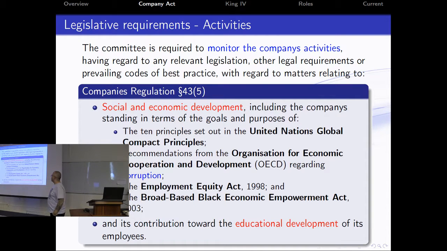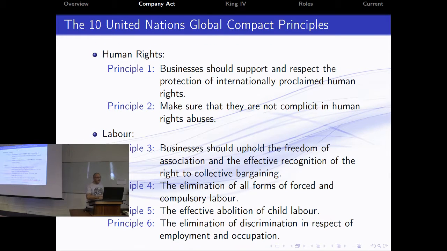Looking at issues of corruption, employment equity, and EEE. The other thing is obviously looking at educational development of the employees, and this is something that I will be touching on a bit later as well. All right, so if we have a look at what those 10 principles are, I'm not going to go through them all in detail, but essentially there's 4 categories, right?